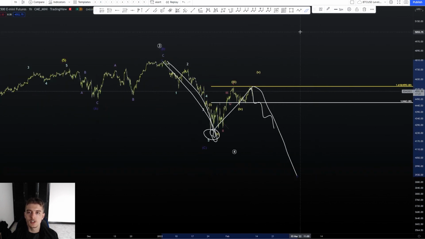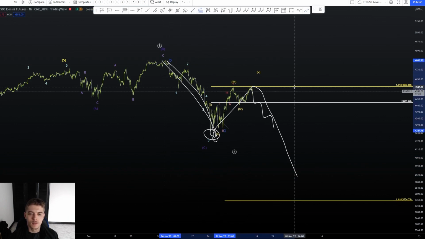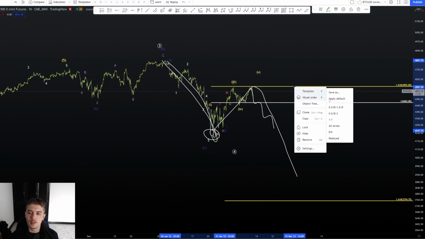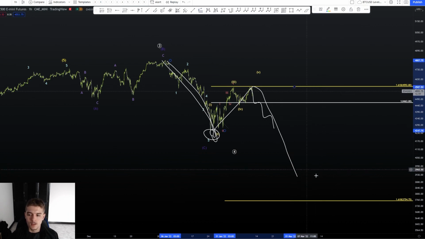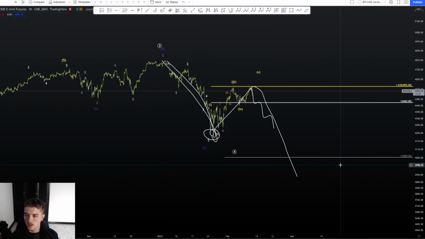Now, of course, like I mentioned to you guys in all my videos, the target you'd be looking out for would be the 1-to-1 of this wave A. So you want to look for equality between the A and the C. So that would give us price targets around about 4K.